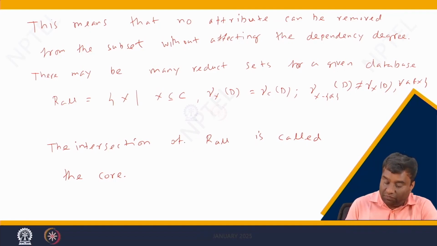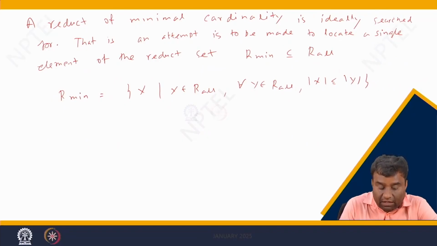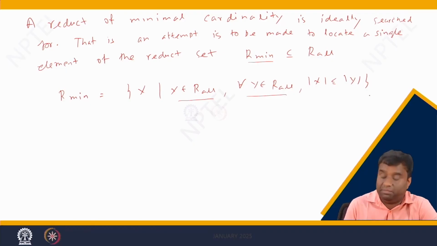The intersection of this R all is called the core. A reduct of minimal cardinality is ideally searched for. That is, an attempt is to be made to locate a single element of the reduct set where R minimum is the subset of R all, and R minimum equals X belonging to R all, such that for all Y in R all, the cardinal number of X is less than or equal to the cardinal number of Y.